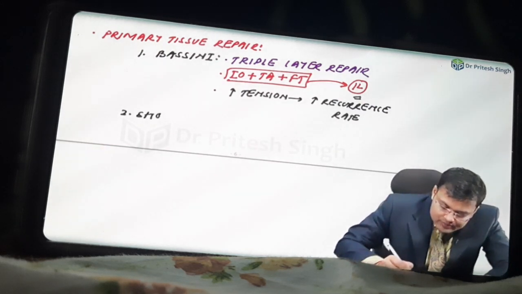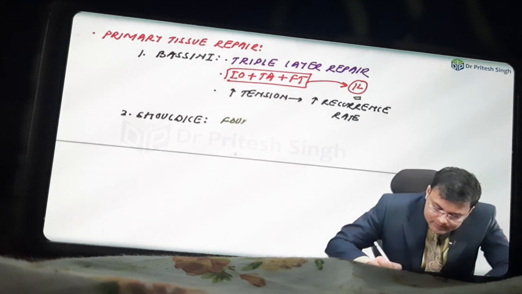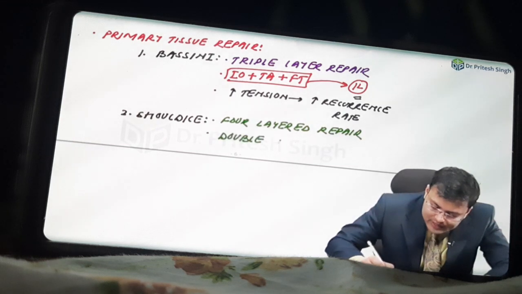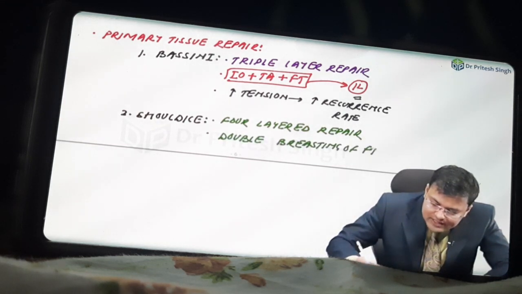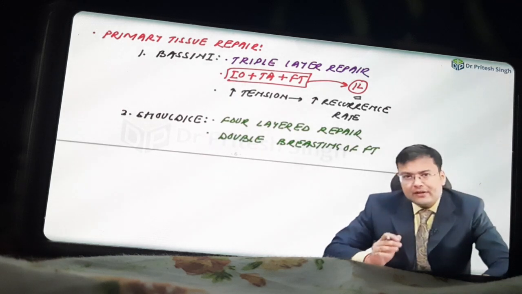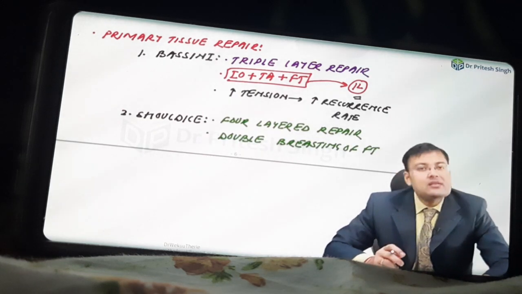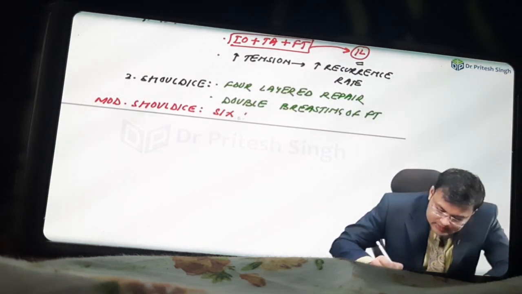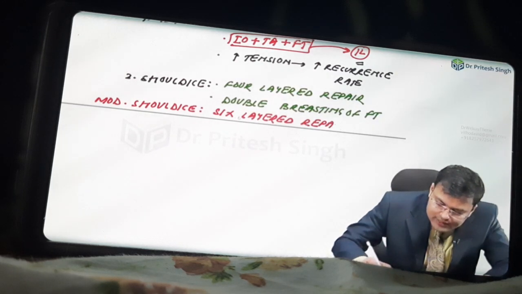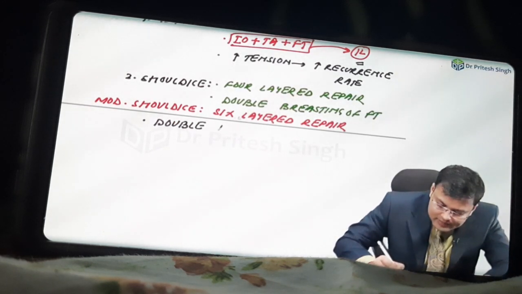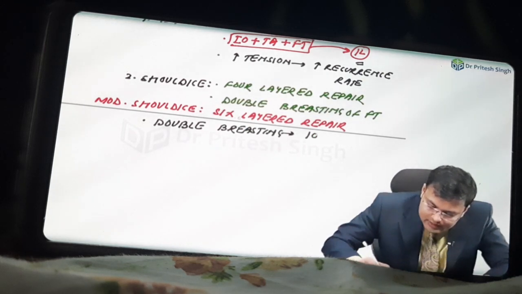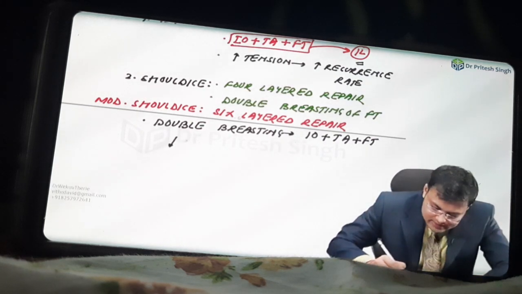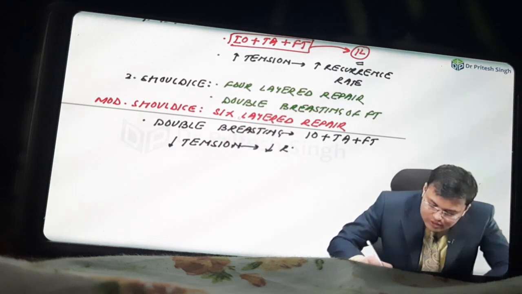Second is Shouldice repair. This is known as four-layered repair. Why is it known as four-layered repair? Because here we perform double breasting of fascia transversalis. There is a modified Shouldice, which is a six-layered repair, in which we perform double breasting of internal oblique plus transversus abdominis plus fascia transversalis. If we compare Shouldice with Bassini, there is relatively lesser tension, and with lesser tension there is a relatively low recurrence rate.